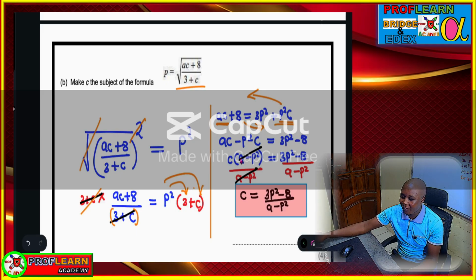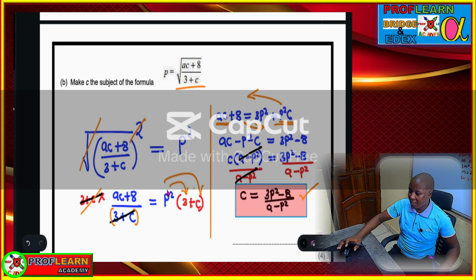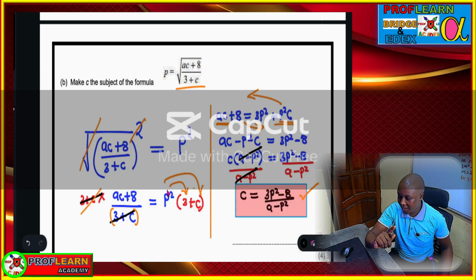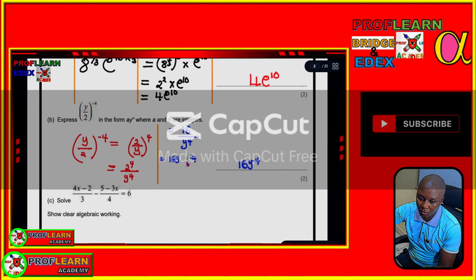So when I have that, I can factorize. C is common, so I can factor out C and I remain with A minus P squared. Then I divide by A minus P squared on both sides, and I will have my expression as C equals (3P squared minus 8) over (A minus P squared). Now we have made C the subject of the formula.